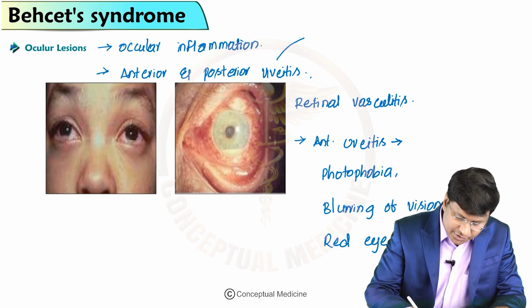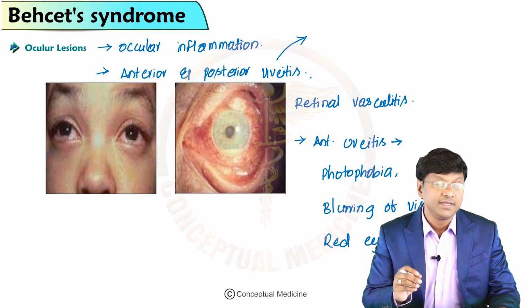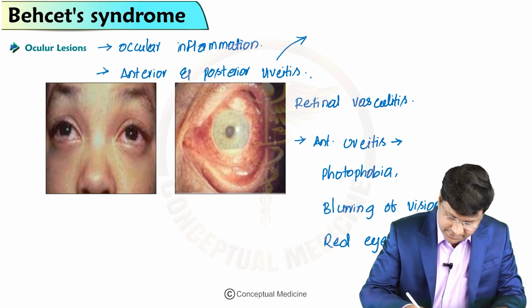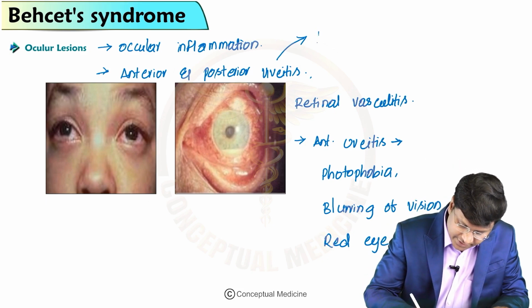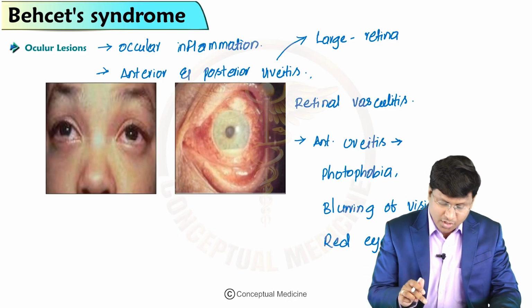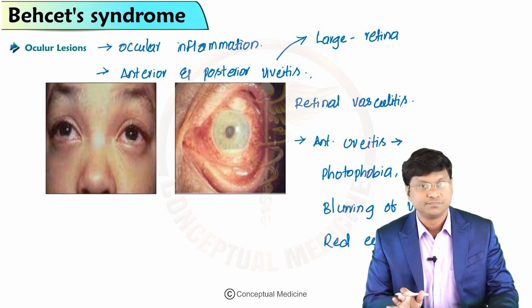And as a part of the posterior uveitis, there may be destruction of large areas of the retina. Right, and because of the destruction of large areas of the retina, the individual will develop visual problems.